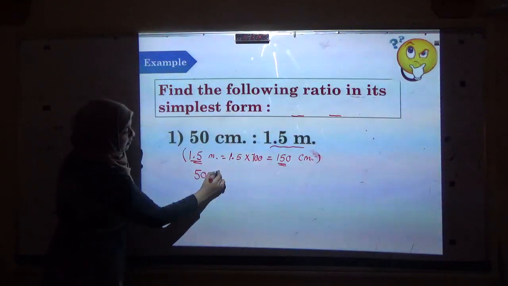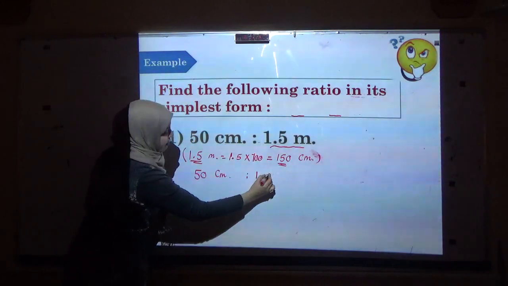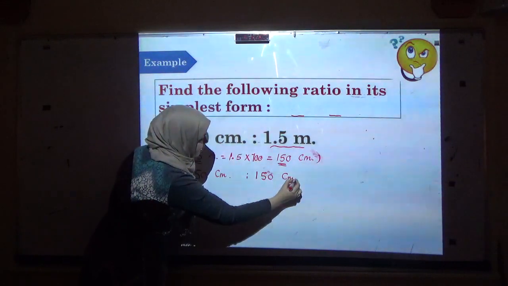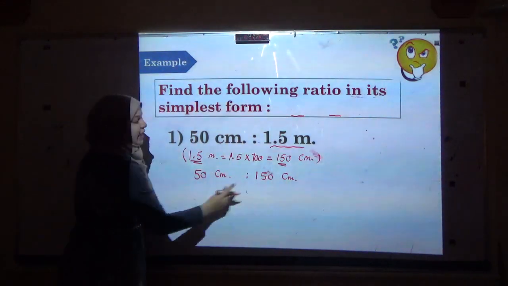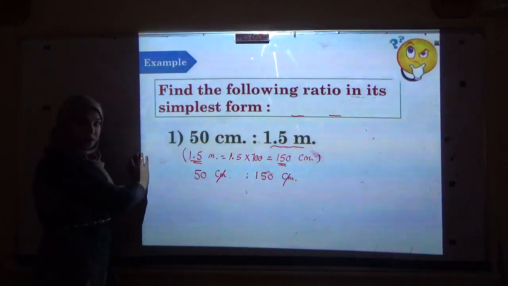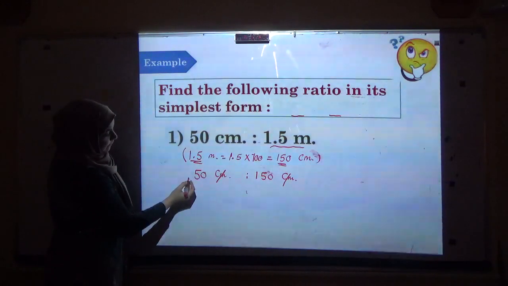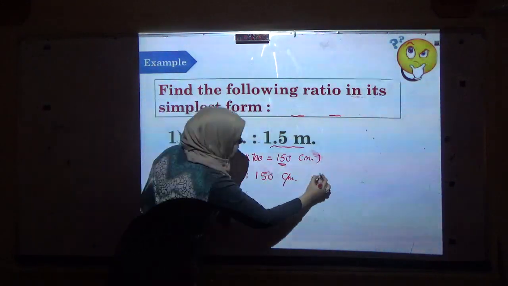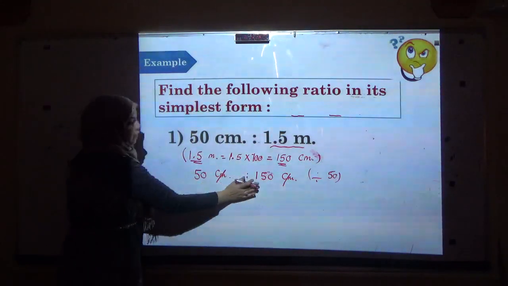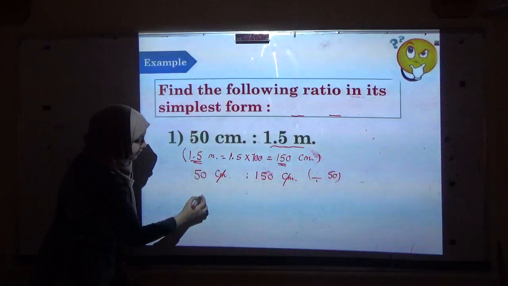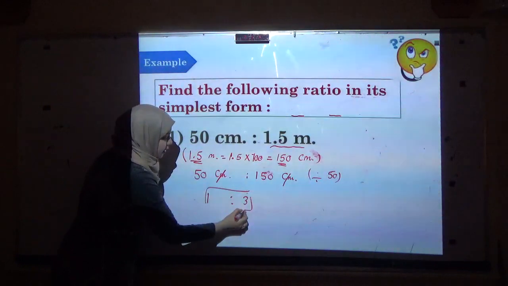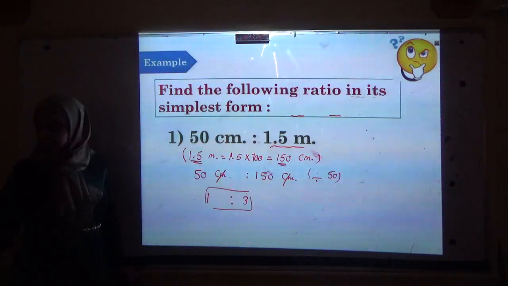Then 50 centimeter to 150 centimeter. Here the two terms have the same unit, so we can cancel this unit because the ratio between two quantities has no unit. Divide the two terms by 50 because the highest common factor between 50 and 150 is 50. 50 divided by 50 equals 1. 150 divided by 50 equals 3. So this ratio in its simplest form is 1 to 3.